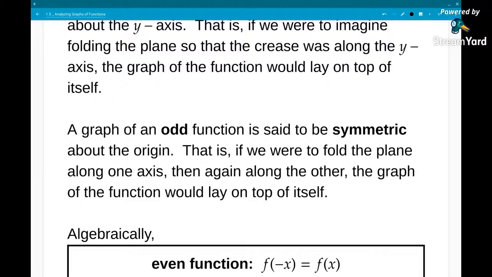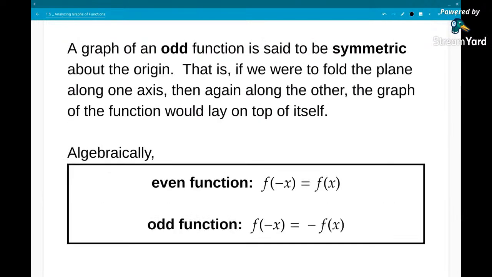But basically, what you want to think about is if you were to fold your plane along one axis, so imagine you just, like I did, folded it across the y-axis, but then you fold it again across the other axis, so then again against the x-axis, then if the two graphs would overlap, that's what it means to be an odd function.